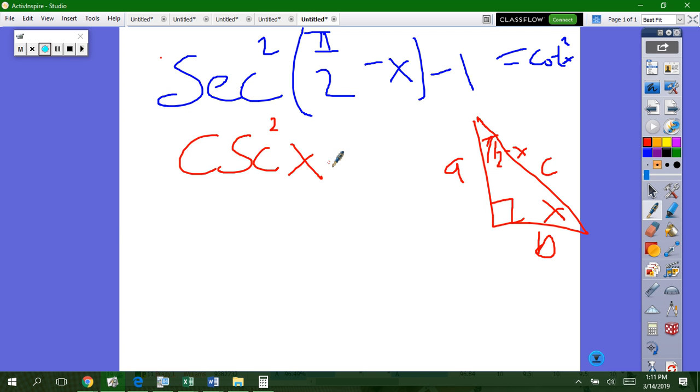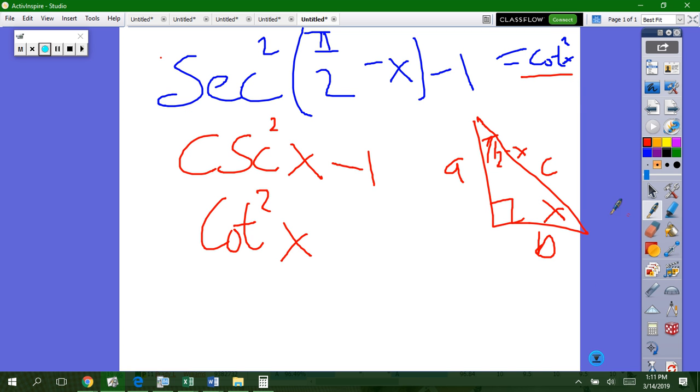So therefore, I'm at cosecant squared minus 1. And what is cosecant squared minus 1? Cotangent squared. Notice the nice thing today is we know where to stop. It tells us where to stop. There is an equal sign.